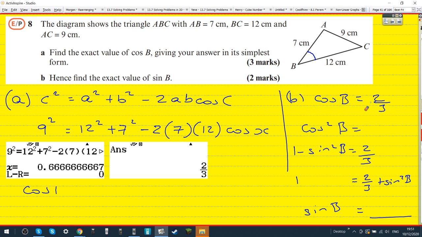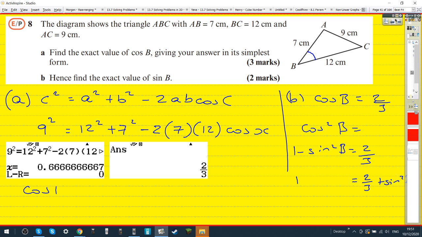Which gives you 1/3 equals sine squared B. And then could you square root both sides? Which gives you plus or minus square root of 3/3 equals sine B. Okay. Exact value. Which one?